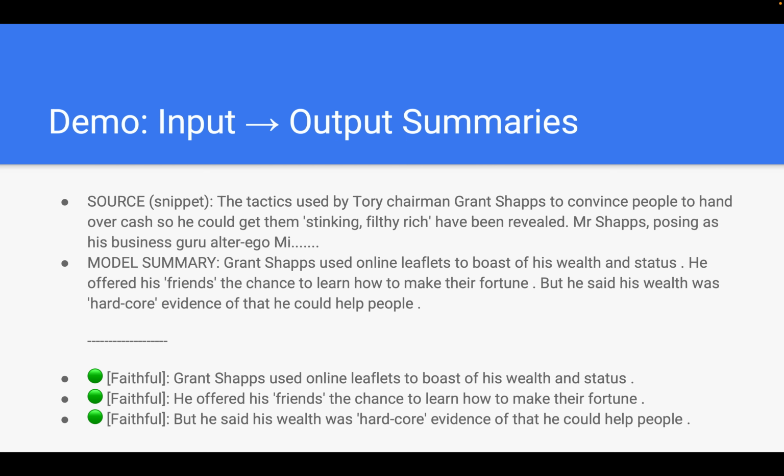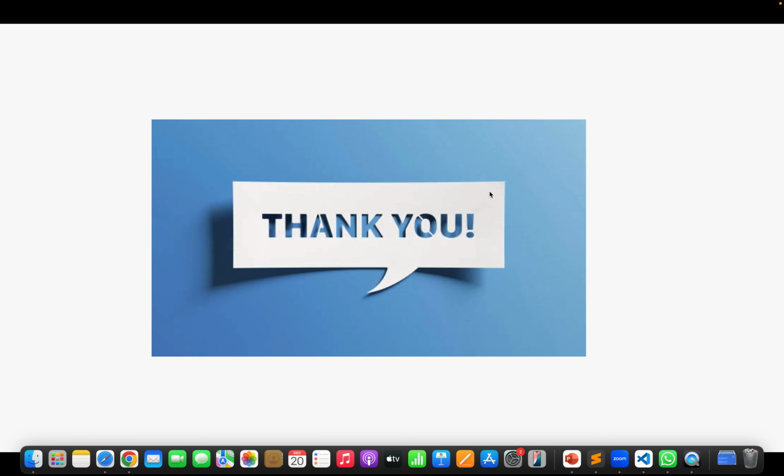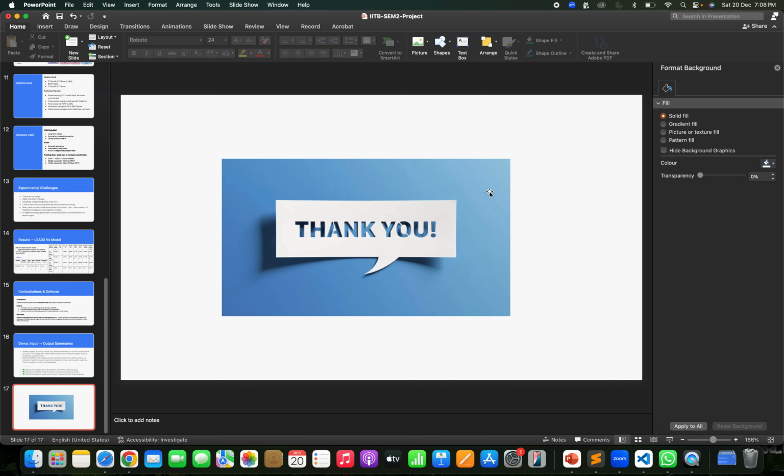This is what I explained, I think. So this is one of the demo inputs and output summaries. You will see the faithfulness score being green for all of the summaries. We will show this in the Python notebook as well, and this is one of the snaps taken from there. And let's go to the coding implementation.